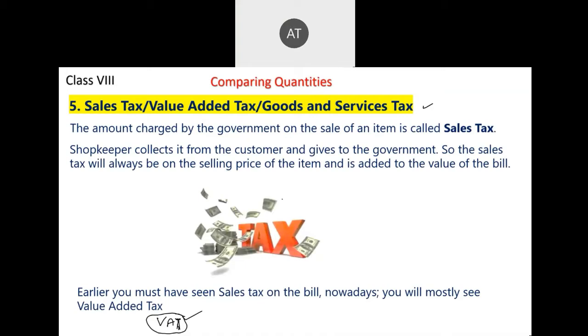So why should we give the tax? Who should give it? The shopkeeper is giving the tax to the government indirectly, meaning he is collecting from us and giving it. It is compulsory for all the shopkeepers. Sir, why do they collect the tax?